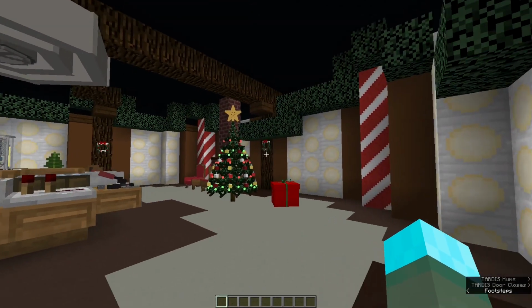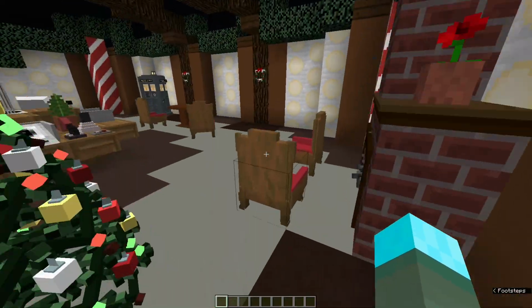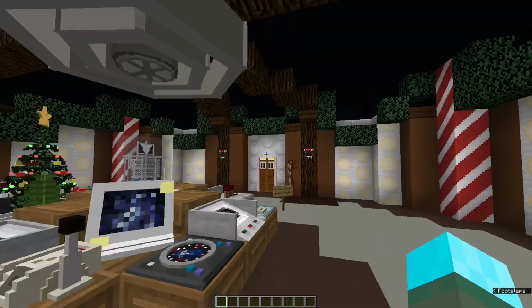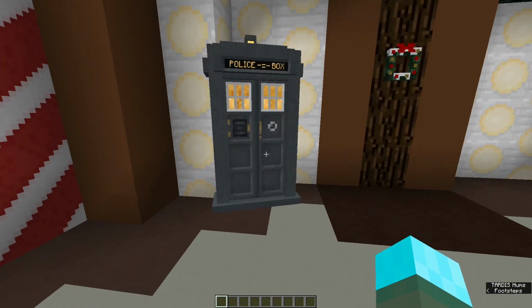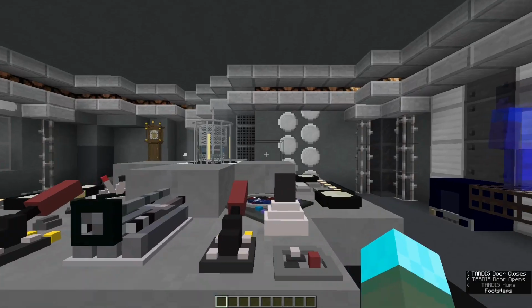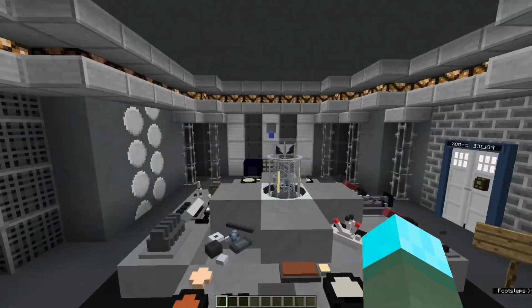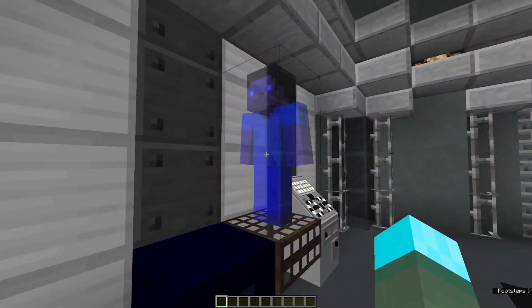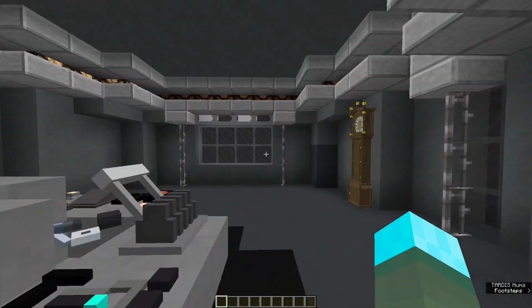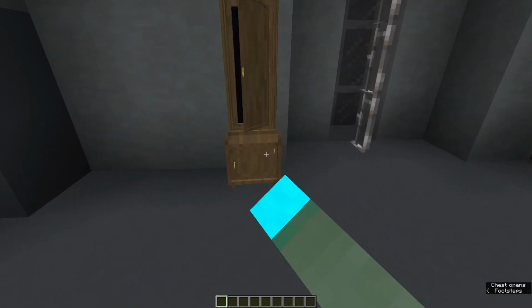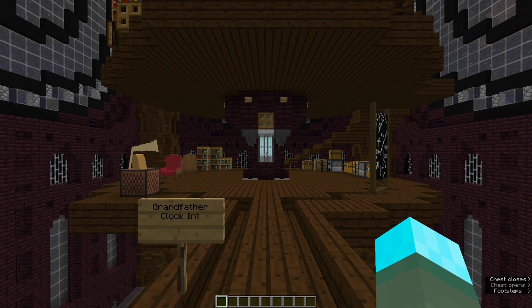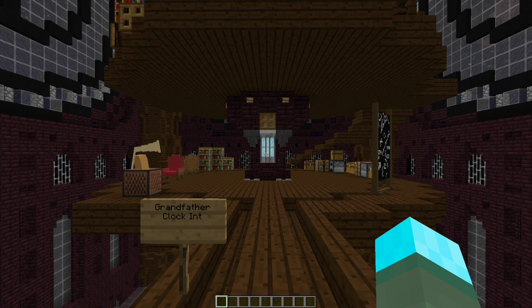This is the Gingerbread Interior. It's Christmas themed. And this is the Gizmo Interior. This is supposed to work, but of course it doesn't. This is the Grandfather Clock Interior.